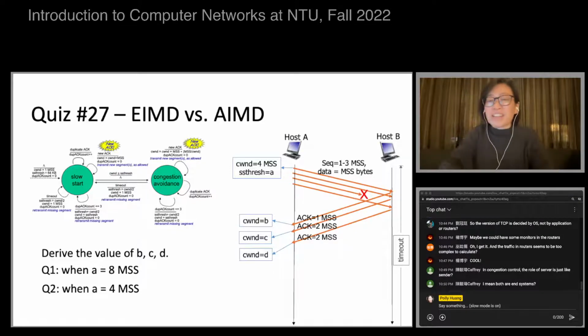Okay, good. So let's go to W10 quiz 27 and work on it. For this, I think 3 minutes should be sufficient. All right, so let's count 3 minutes.